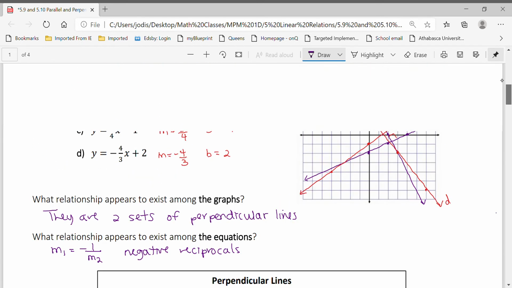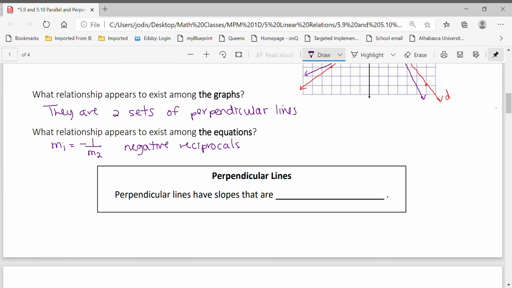Okay. Perpendicular lines, we just said perpendicular lines have slopes that are negative reciprocals. And the symbol for perpendicular lines, right, kind of like an upside down T.